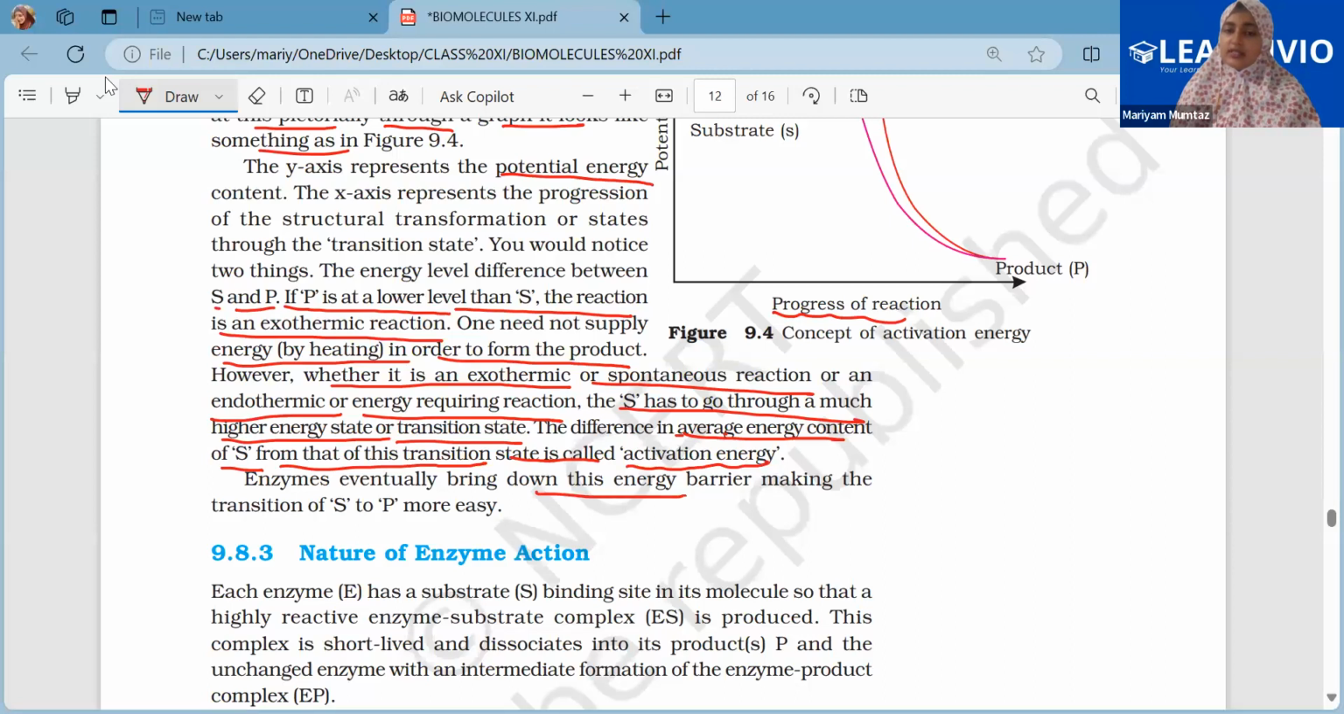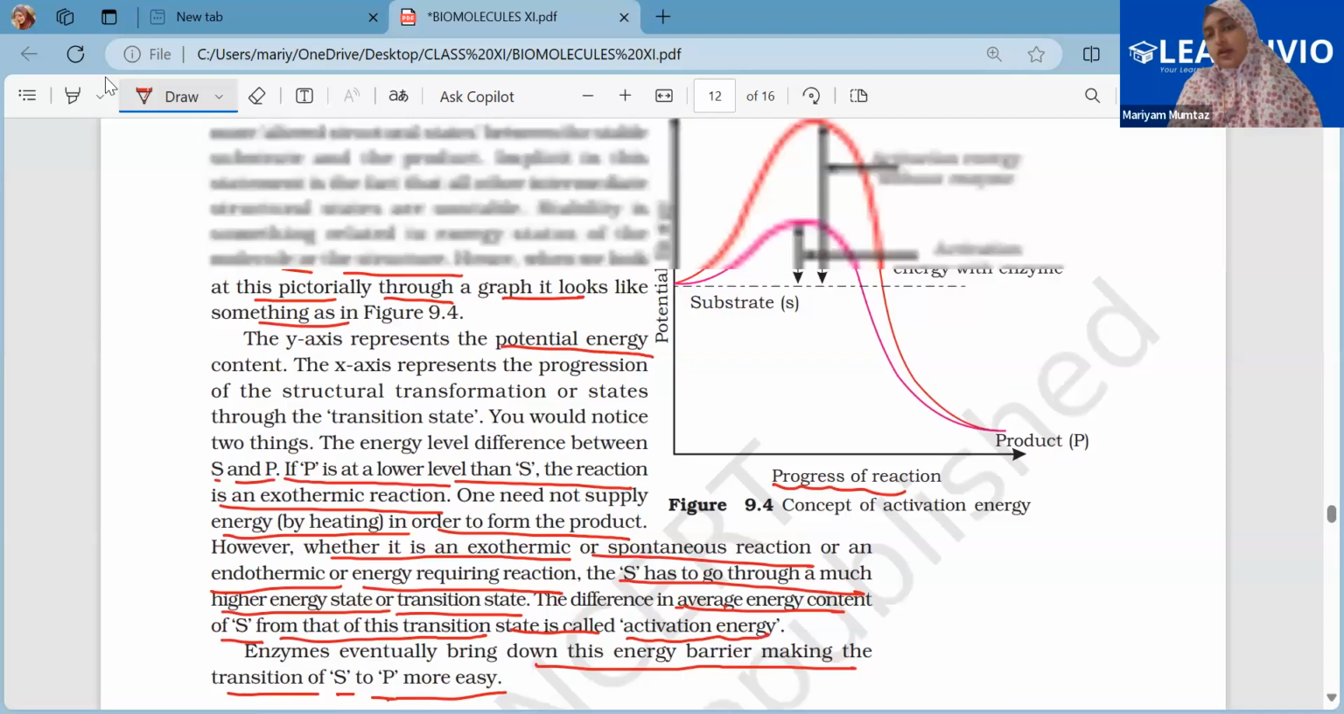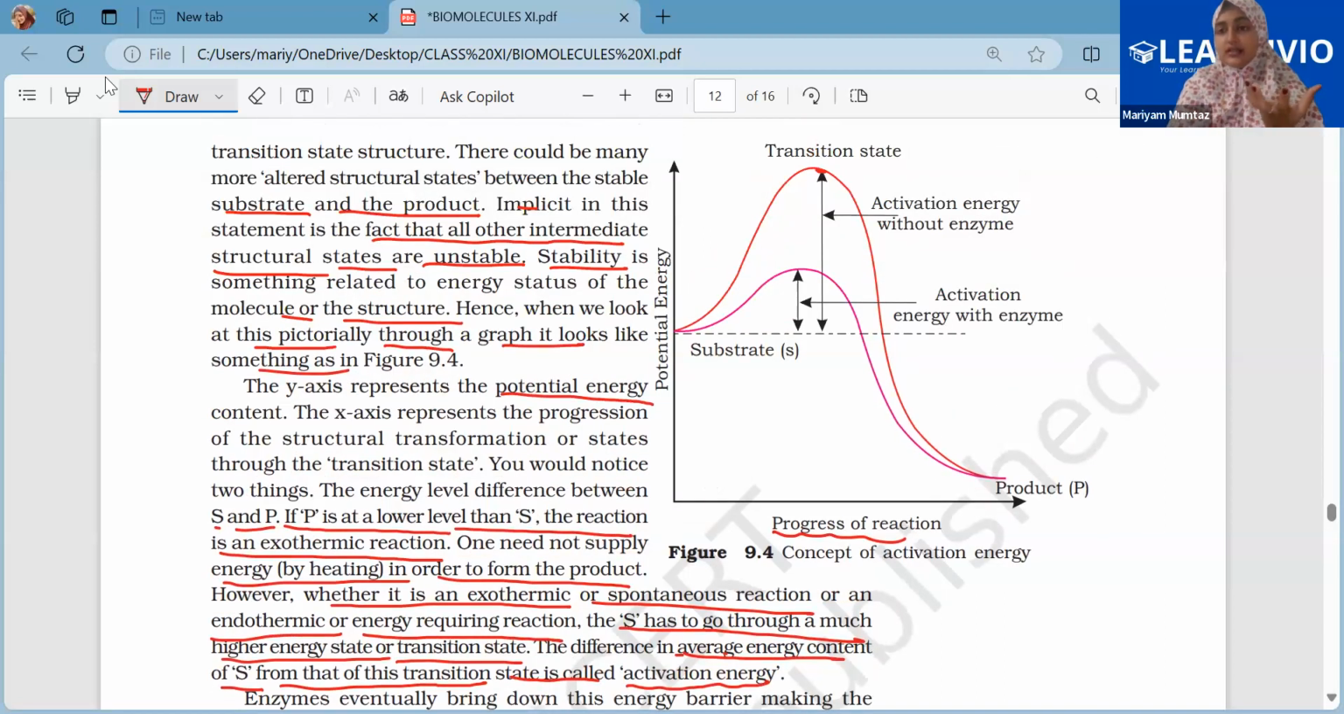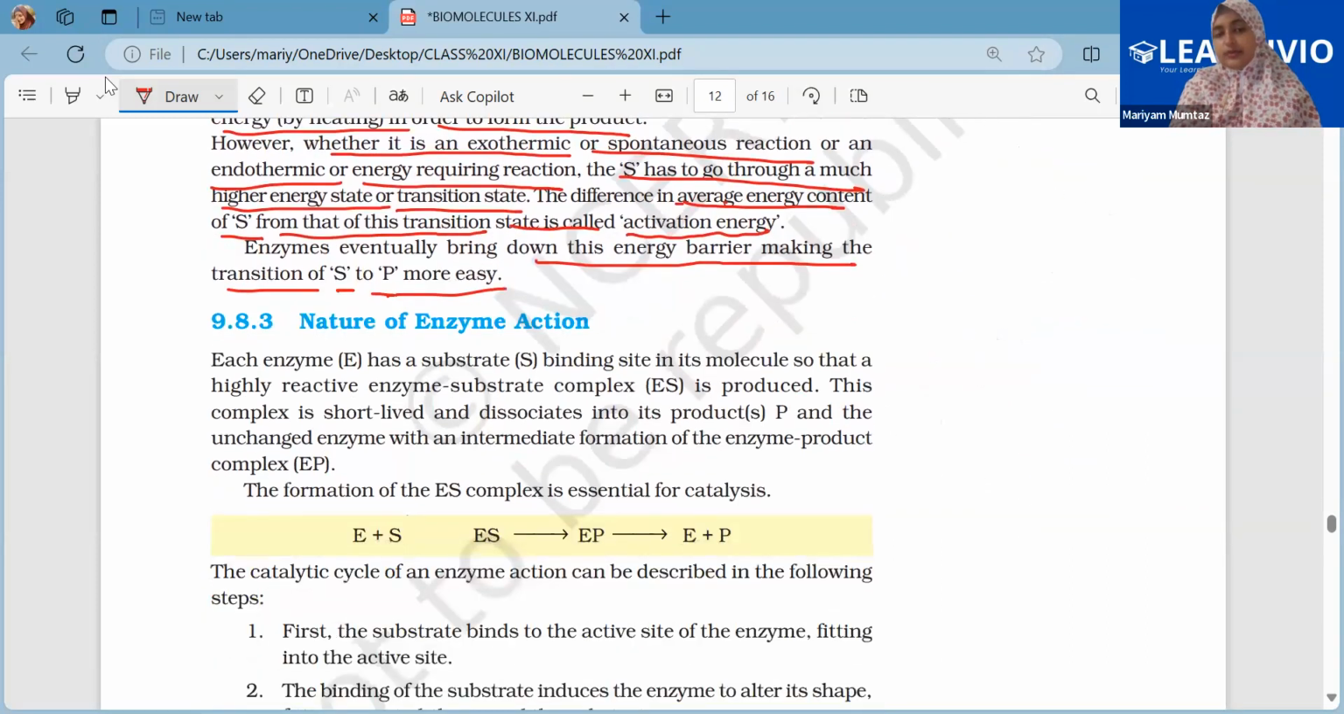Enzymes bring down this energy barrier, making the transition of S to P easier. When the enzymes are not present, the activation energy that is needed to proceed the reaction will be much higher than what is required. So that is why enzymes are so important.